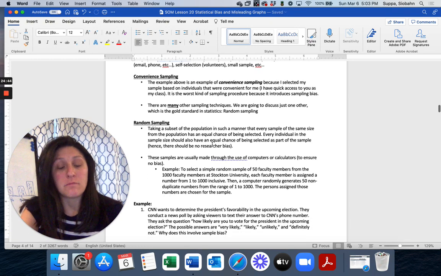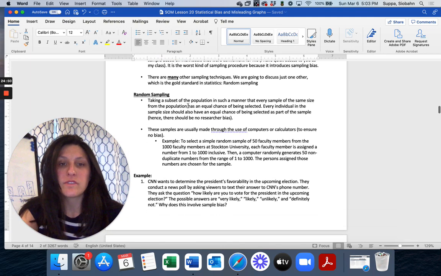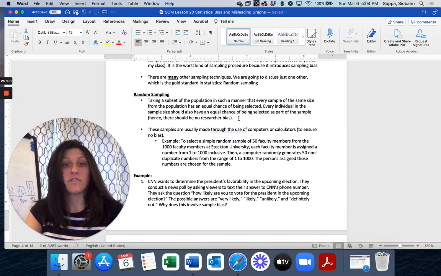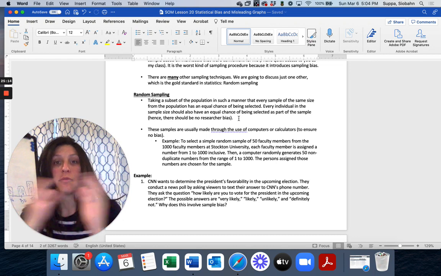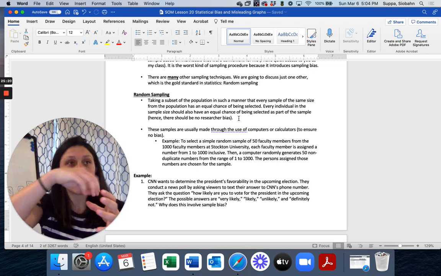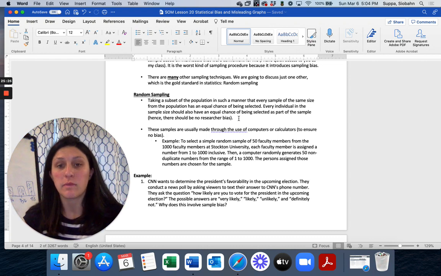Random sampling, which is a much better sampling technique than just using a convenience sample, involves choosing people such that every sample of the same size has an equal chance of being selected, and every individual in the sample should also have an equal chance of being selected as part of that sample. So it's like two things. It's maybe a subtle difference there, but they both do have to be true. Say you want to take a sample of 20 people, every sample of 20 people has to have an equal chance of being your sample. And within that sample of 20 people, when you pick the 20 people from your population, every person has to have an equal chance of being selected. So that would be a random sample.